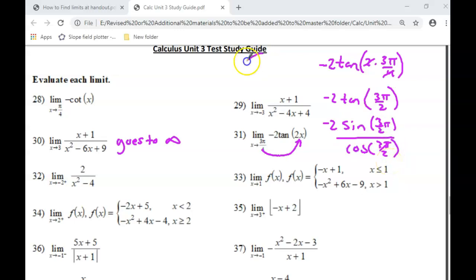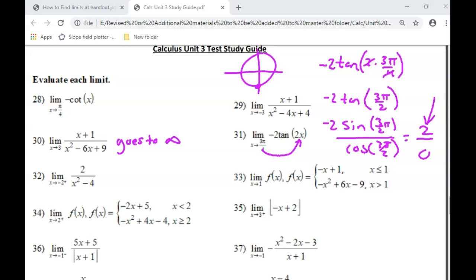Now, as you guys might recall, 3 pi over 2 is down here. And down there, cosine is 0 and sine is -1. So as you can see, we have a discontinuity there. Now, it's not L'Hopital, right? Because it's not 0 over 0, so we can't do that. So the only thing we can do is a table.